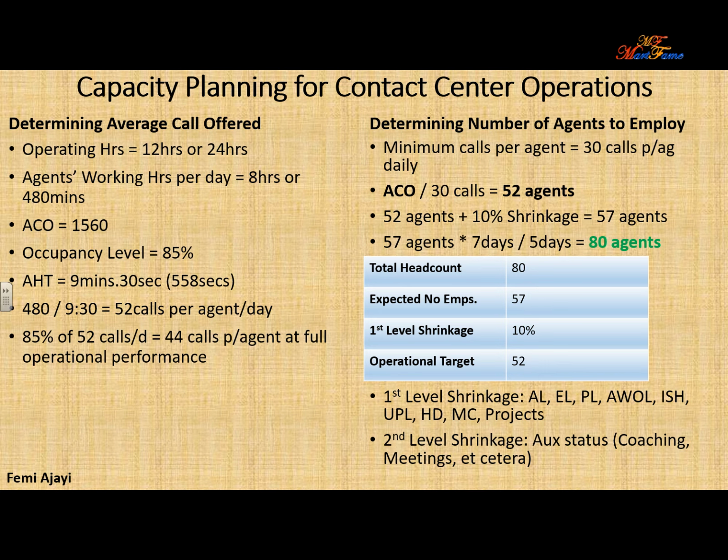The expected number of employees to be able to handle the total number of calls we're receiving a day will be 57, minus the shrinkage, that will give you 52. So the operational target to be able to handle this call volume will be 52.